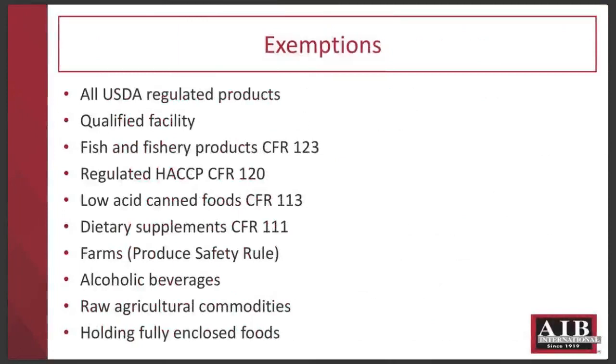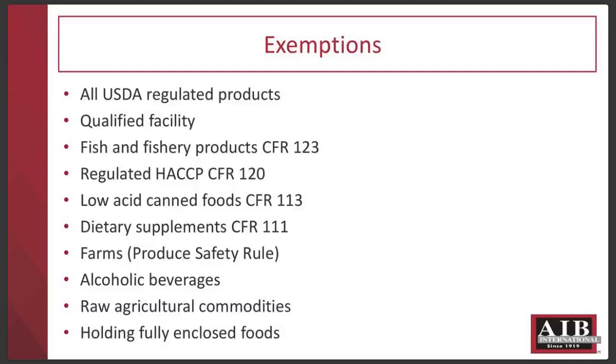Now, exemptions. If you were a facility that falls underneath USDA regulated products, then you do not have to follow the preventive controls rule requirements. If you're considered a qualified facility, which means basically that you met the requirement for a very small business, which is you don't make more than $1 million annually for 3 years consecutively, and that includes all products you still have in stock plus what you sold. If you meet that requirement, then you only have to follow a very limited amount of what this regulation requires.